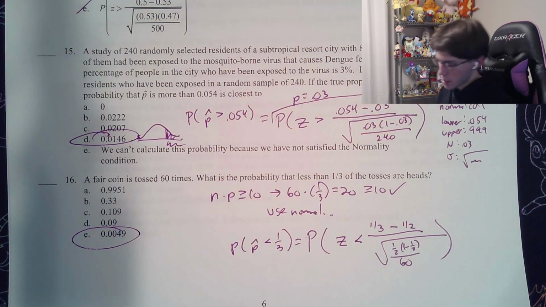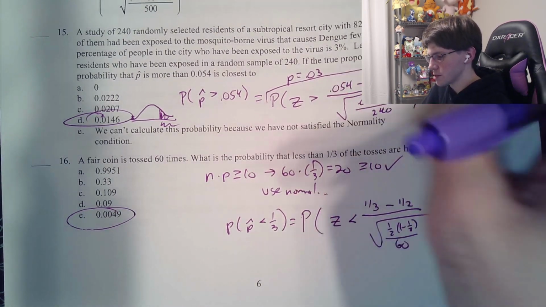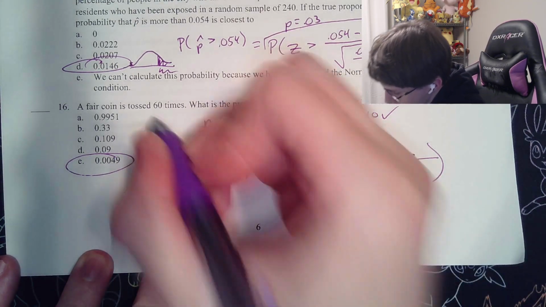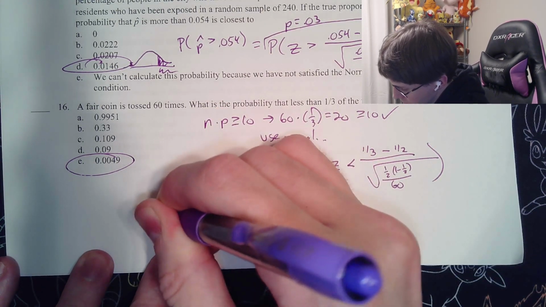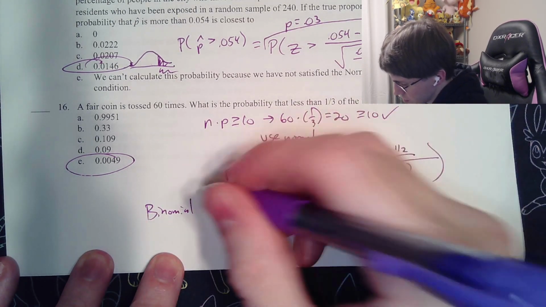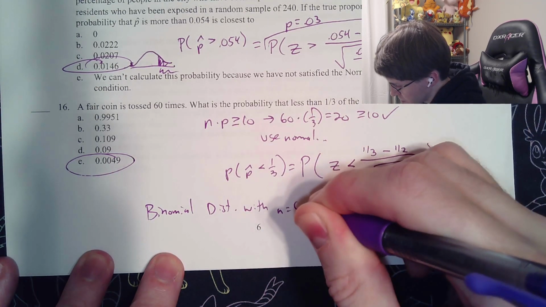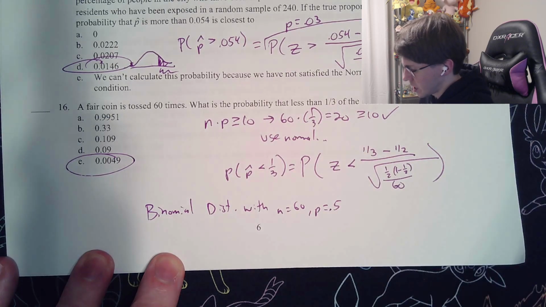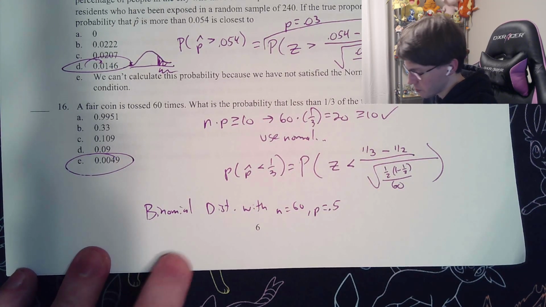Now, I do think this is actually a bad question, and the reason why is that the perfect answer is actually about 0.006, which we're going to show in just a second. Because it's a fair coin toss 60 times, this is a binomial distribution with n equals 60 and p is equal to 0.5. And anytime you're trying to do less than or equal to, you can simply use the binomial CDF button.